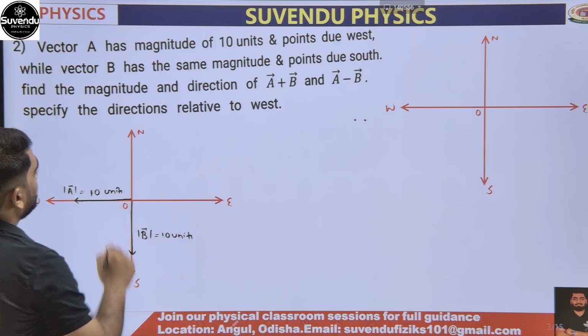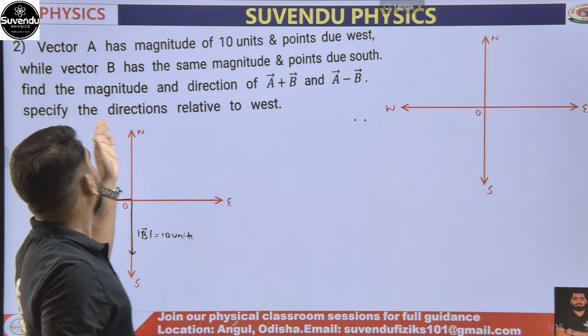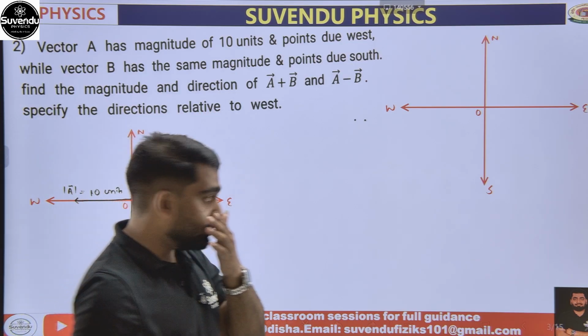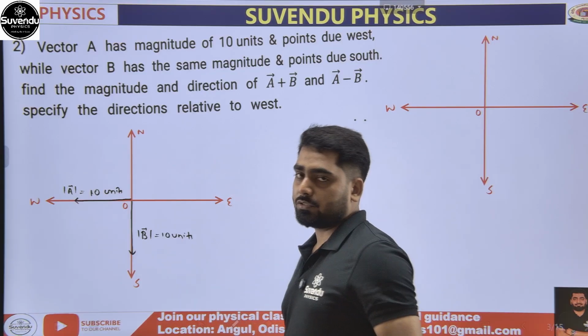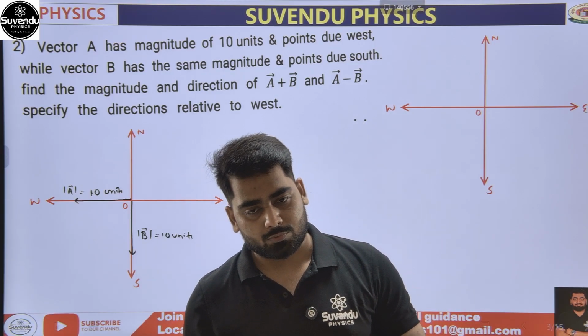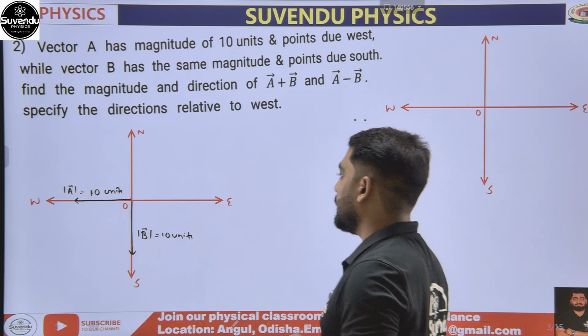So what is the question asking? Find the magnitude of A vector plus B vector and A vector minus B vector. Specify the directions relative to west. With respect to west, we have to show the direction. First, we have to calculate A vector plus B vector.